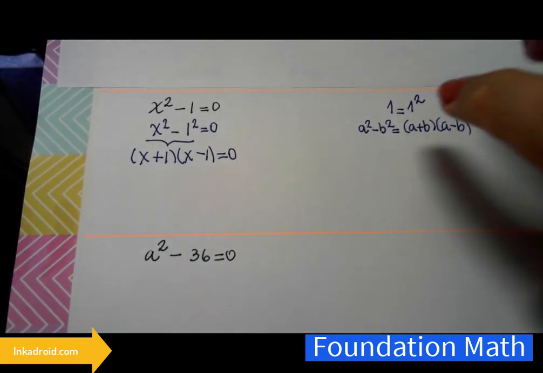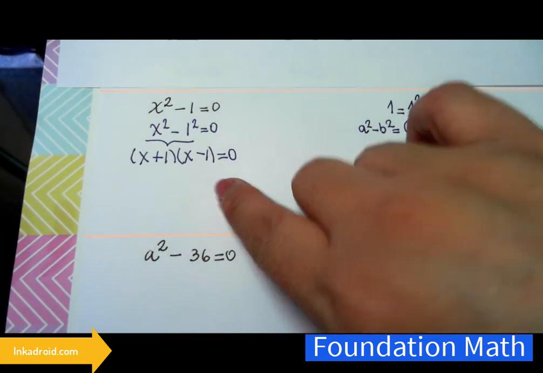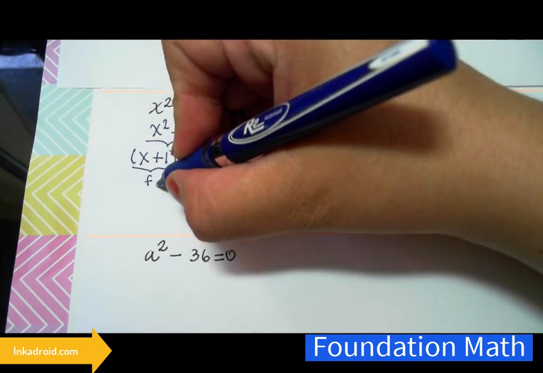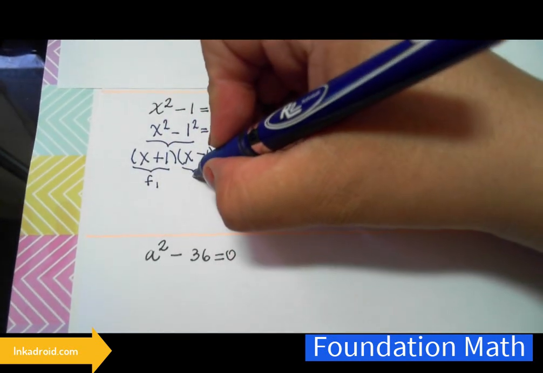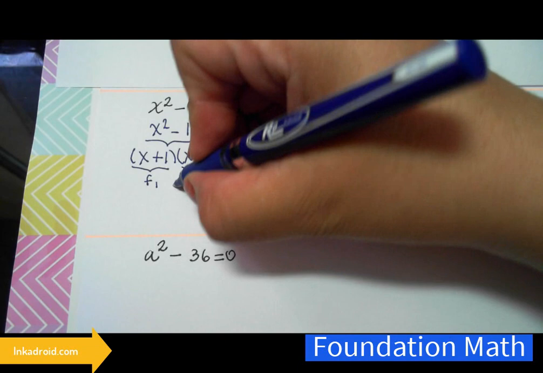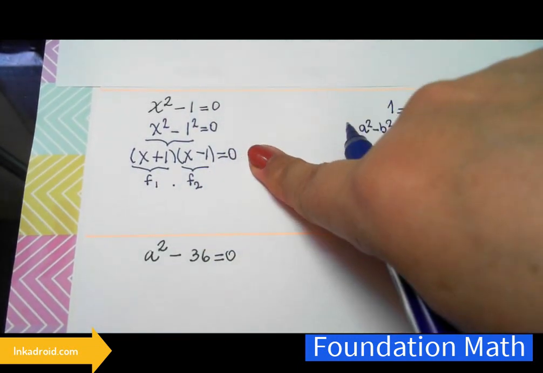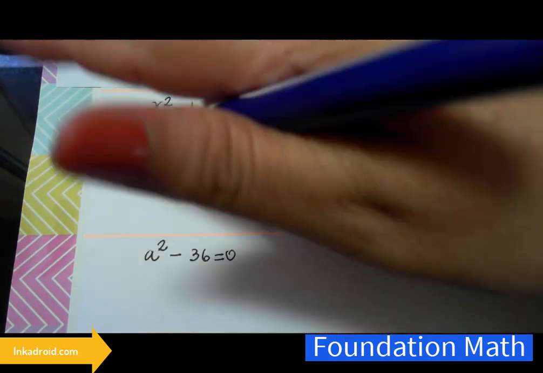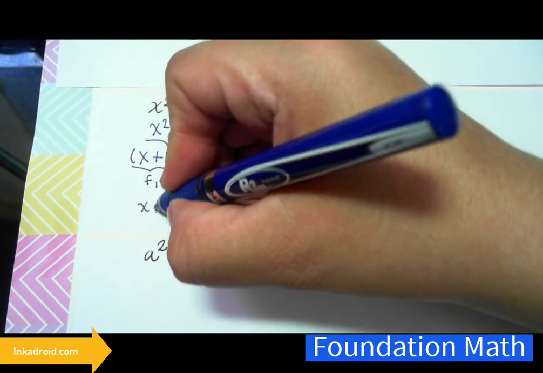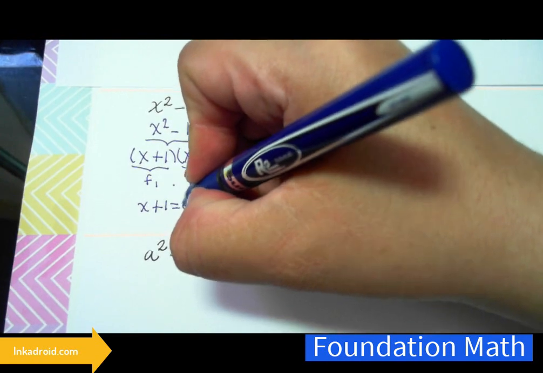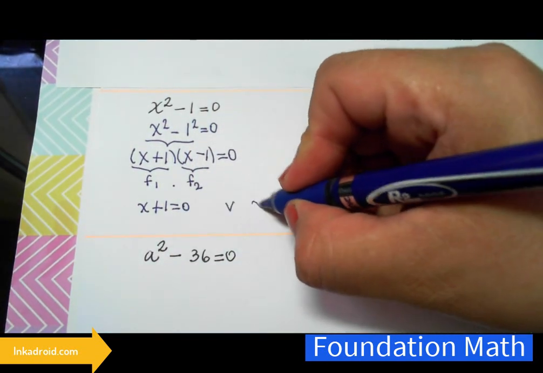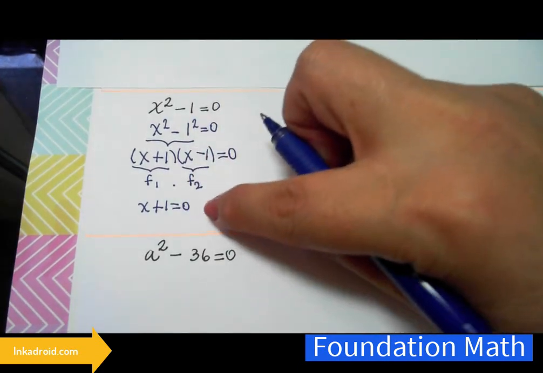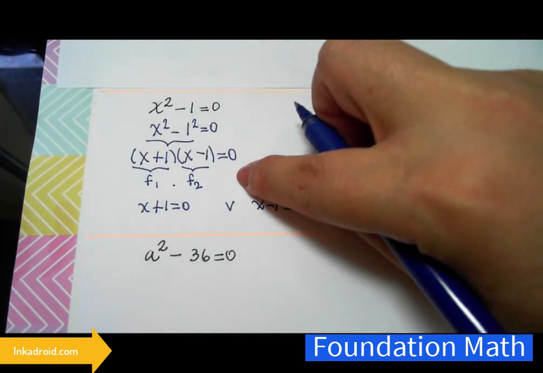So in this case, we have two factors, factor 1 and factor 2. This is factor 1, and this is factor number 2. You have to multiply two factors equal to 0. The condition is that one of them should be 0 or both are 0. So that means x plus 1 should be equal to 0, or x minus 1 should be equal to 0. Each factor, you have to set equal to the number 0.